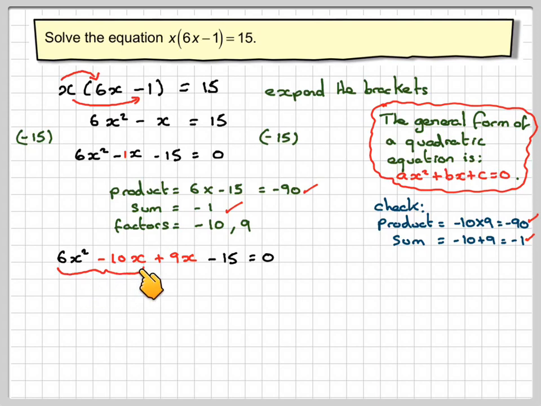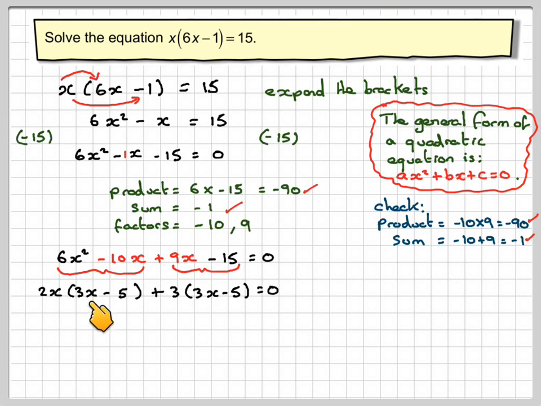So what is a common factor here? You're going to get 2x as a common factor here, and you're going to be left with a 3x there and a minus 5 there. Just check that 2x times 3x makes 6x squared, and 2x times minus 5 makes minus 10x. Write down the sign from here, group the last two terms together and take out the highest common factor, which is 3, and you're going to be left with 3x minus 5. Just check that: 3 times 3x gives you 9x, and 3 times minus 5 gives you minus 15.